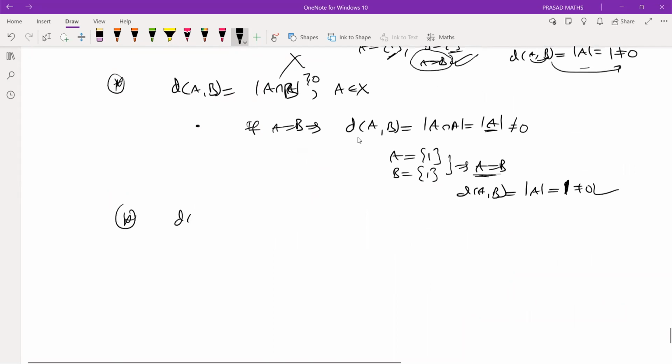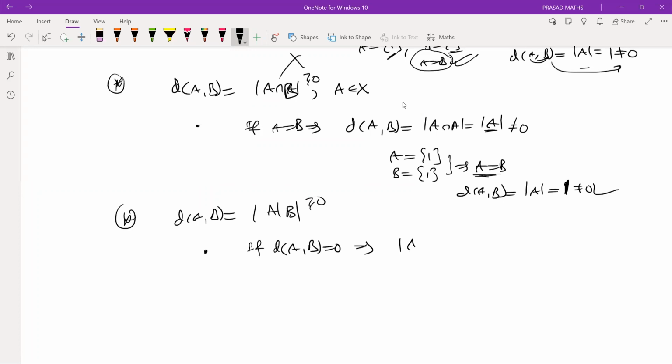Suppose you take the distance between A comma B equal to the mod of the cardinality of A minus B, meaning set difference. Is it a metric? No. Good, very good. So what is your guess? The cardinality is non-negative, so there is no problem. A and B are non-empty sets. If the distance is 0, check the guess. If the distance is 0, that means the mod of A minus B is 0, that means the cardinality of A minus B is 0.